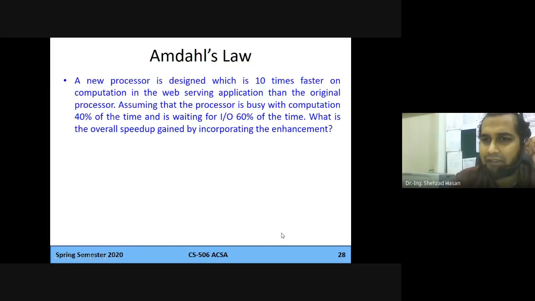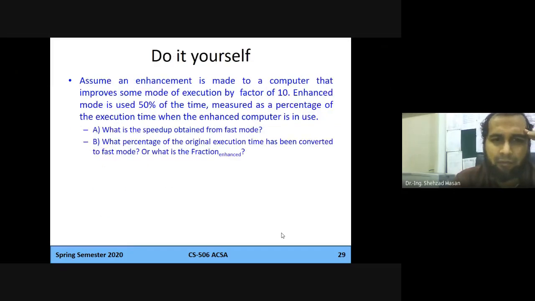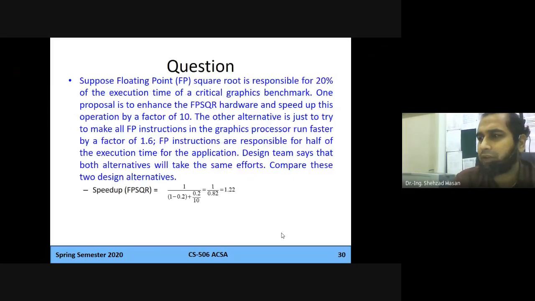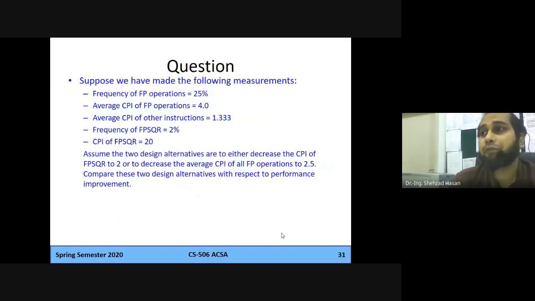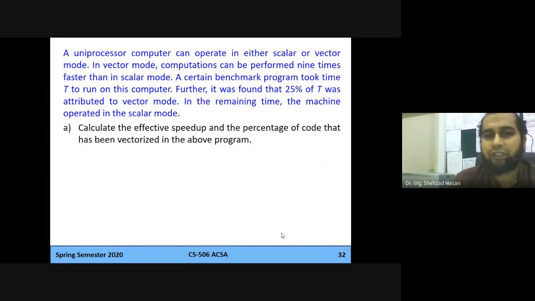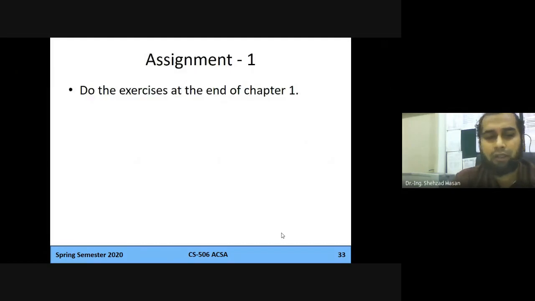There are certain problems here related to Amdahl's law. I would like you to do them yourself. The answers are given here. I'm going to stop my lecture right now. You can go through these questions yourself, and I'm going to share these slides with you. In the end, I'm also going to give you the questions for chapter 1 if you don't have the book. Try to do whatever questions you can related to Amdahl's law, and related to power, frequency, and DFS. Any questions here?